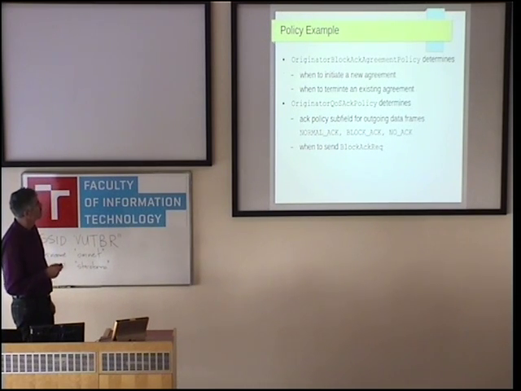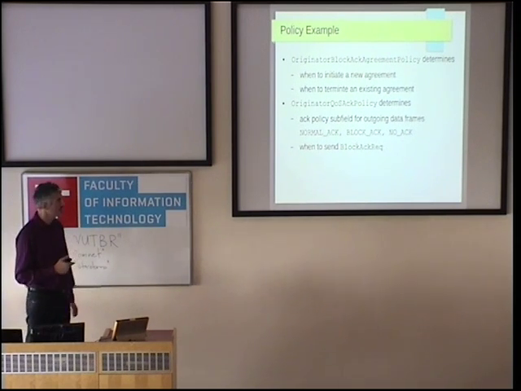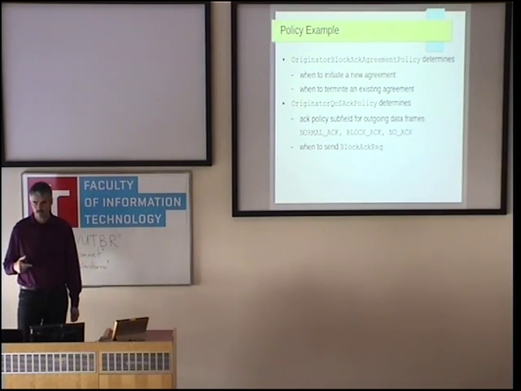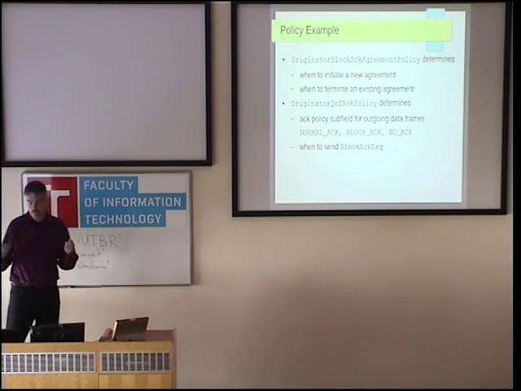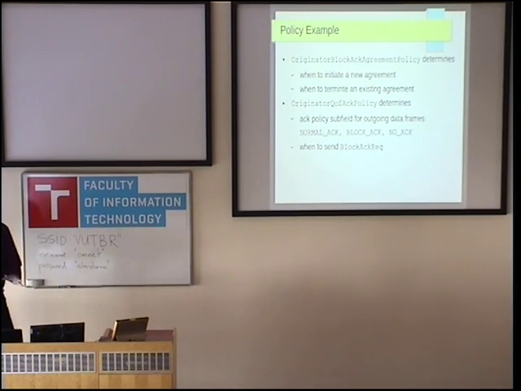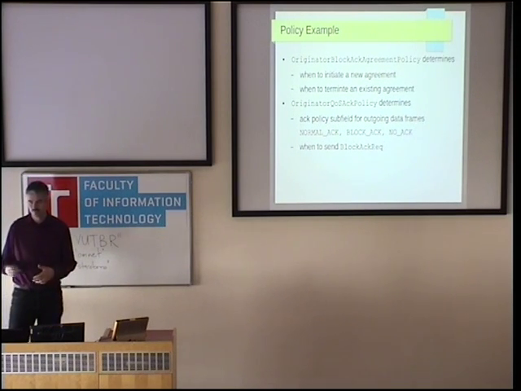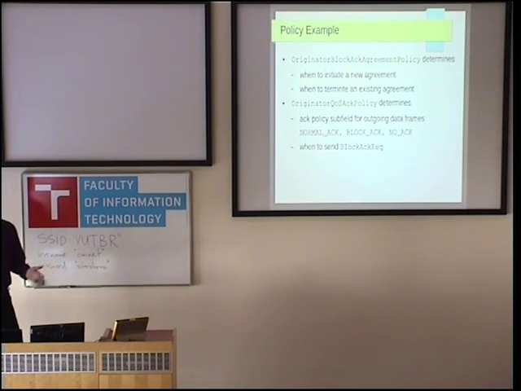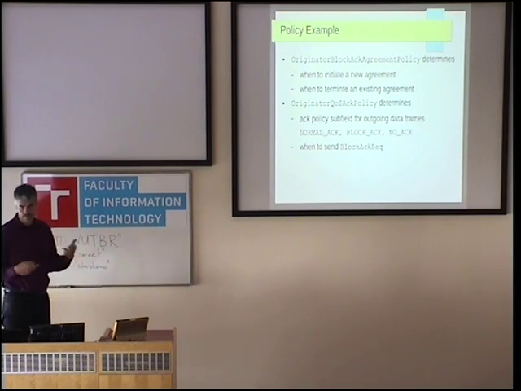To make it clear, for example, there's an originator block agreement policy, which determines when to initiate a new agreement to a station and when to terminate that agreement. But it actually doesn't carry out the process of building the agreement. All it needs to do is decide when it wants to make such an agreement, which is not an easy decision because there are all kinds of trade-offs. If you make too many agreements too early, then you're wasting resources of the recipient stations. If you do it too late, then you're wasting resources on the channel. So it's really something to experiment with.